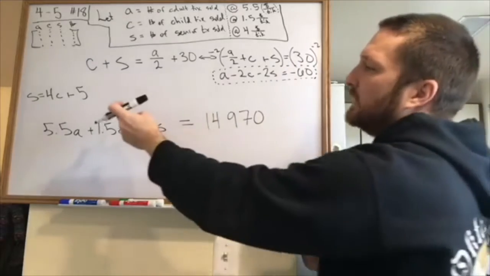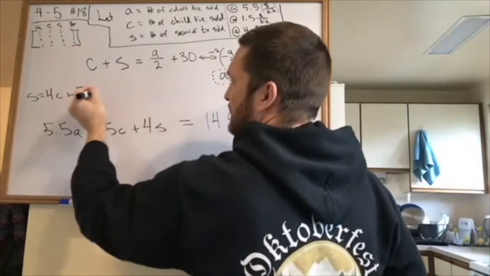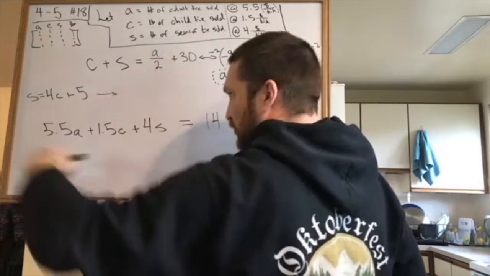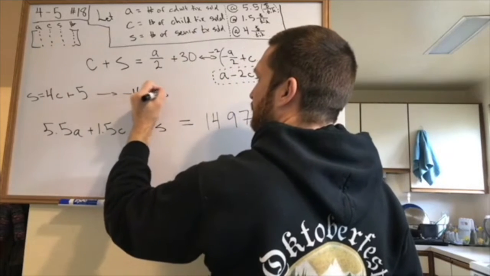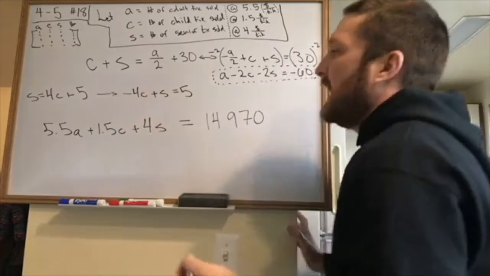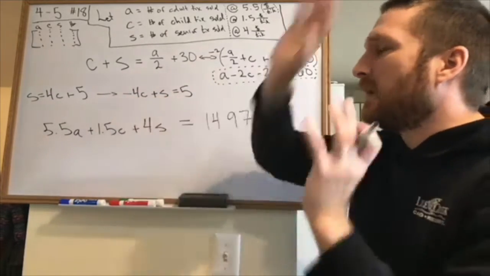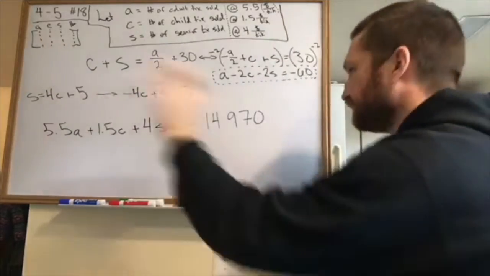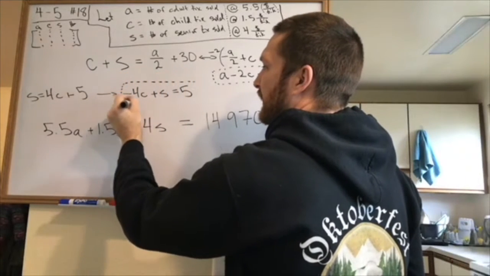The second one, I need to get it in the correct order. It means I need to get the C on that side. I'm going to just subtract the 4C. So minus 4C plus S equals 5. And I can't really do anything else. I could go ahead and divide by that guy, but I'll just do all that in the matrix. That'll be fine. So that's going to be one of my equations that I use.